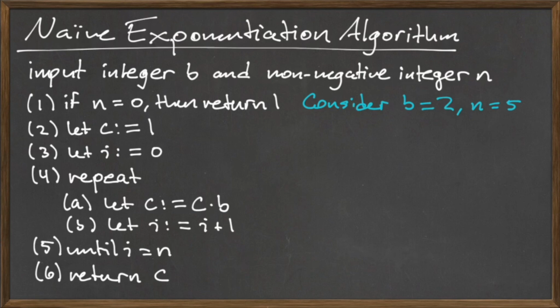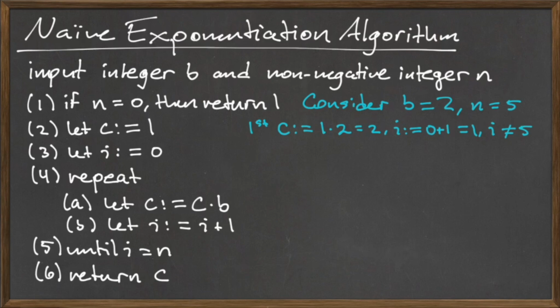The first step of the loop is to redefine the variable c to take on the value c times b. The current value of c is 1, and the current value of b is 2, so after reassignment, the variable c will take on the value 1 times 2, which is 2.